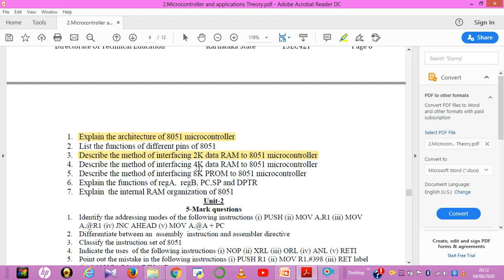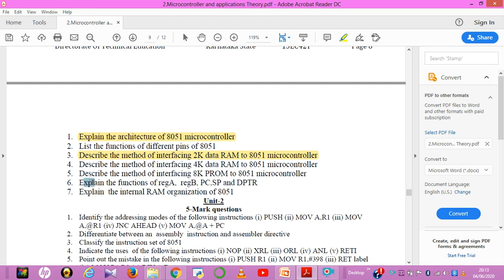Same thing, instead of 2K, for 4K the number of address lines increases. 1K means 2 raised to 10, and 2K means 2 into 2 raised to 10, that is 2 raised to 11. For 4K, 2 raised to 2 is 4, into 1K, 2 raised to 10, that is 12 address lines. 2 raised to 3 into 2 raised to 10 is 13 address lines. Like this, you just increase the address lines. The remaining will be the same. For ROM, you connect only the read pin, not the write pin, because it is read only memory. For RAM, you connect the write pin as well as the read pin. Only the number of pins changes. All the remaining pins are the same.